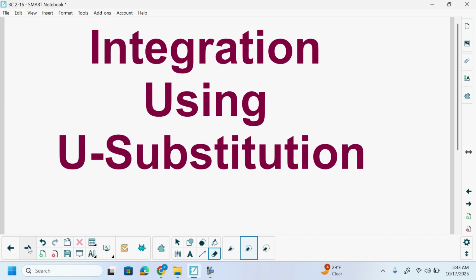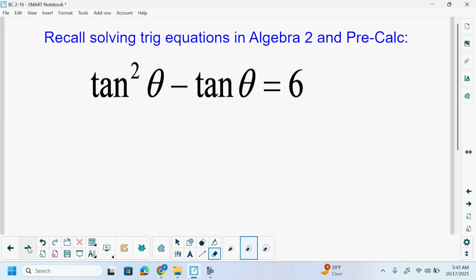All right, so again, do not open your notes packets yet. Please keep them shut. So this idea of substitution, here in this case we're doing u substitution. You've actually seen an idea with it before in Algebra 2 and Pre-Calc when you solved trig equations.